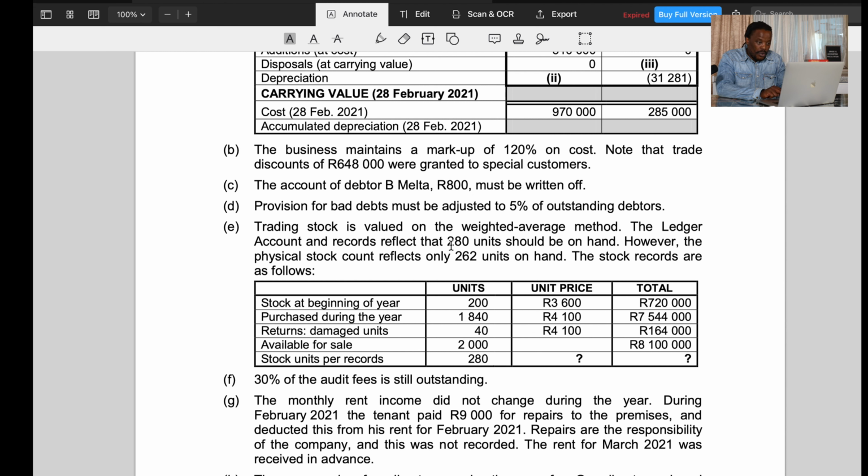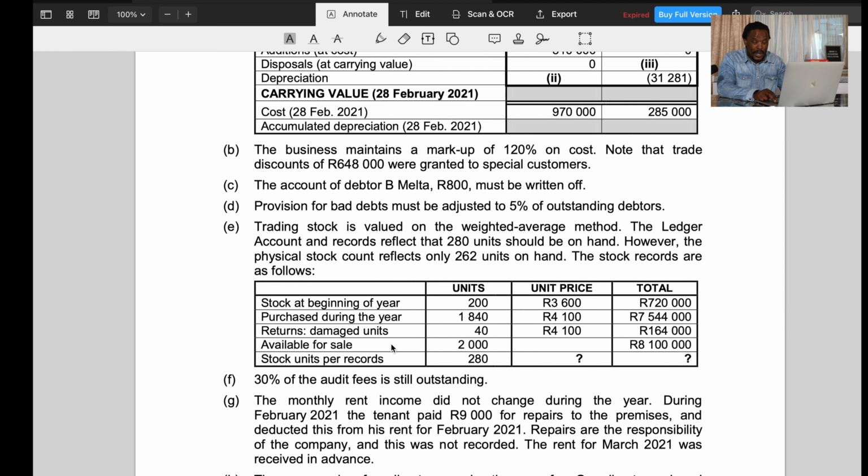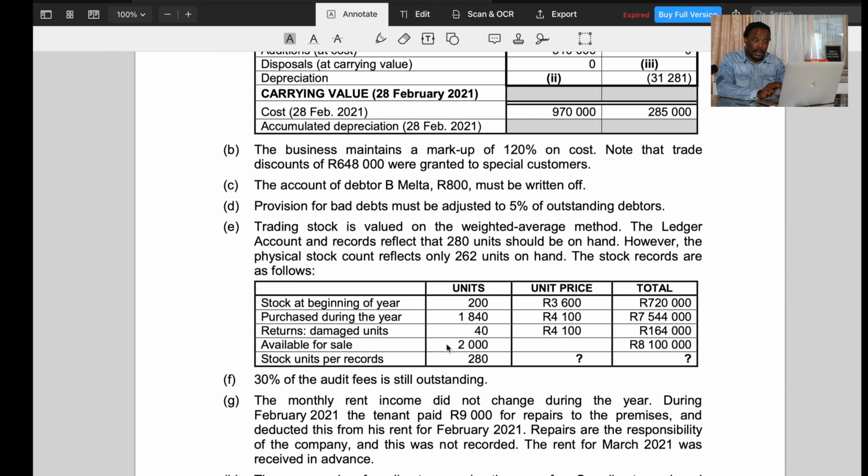Now, they gave you the trading stock deficit as the difference between the two. Why they are giving you this information is because the weighted average method was used. And if the weighted average method was used, we look at what is available for sale, the total, and then we divide it as such. And it becomes very simple and nice. If you have queries or questions about this, look at the previous exercise that we were doing. It's exactly the same. The script is the same, but the content differs here and there.